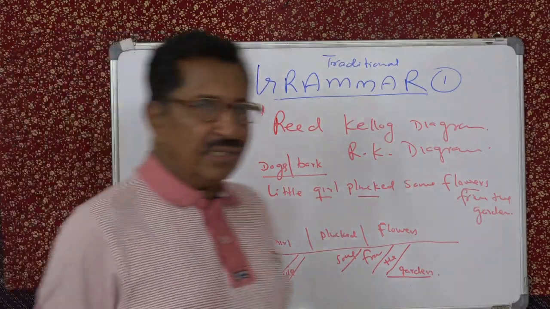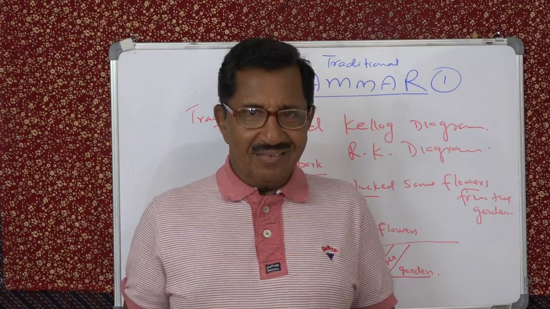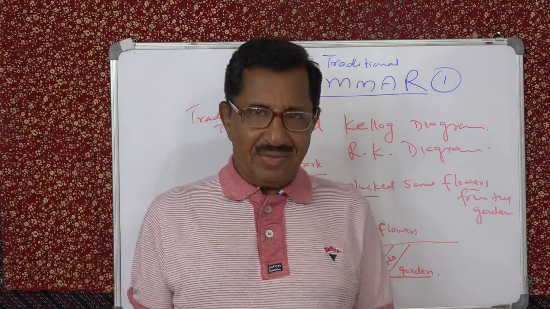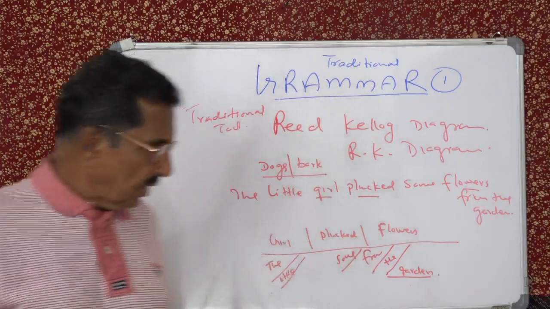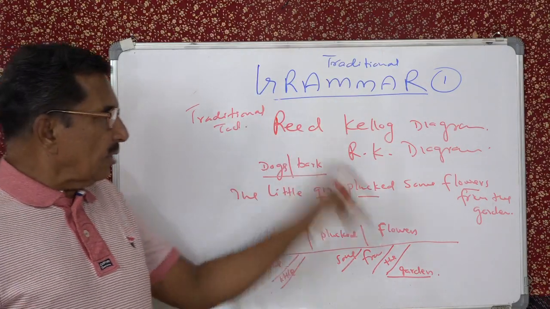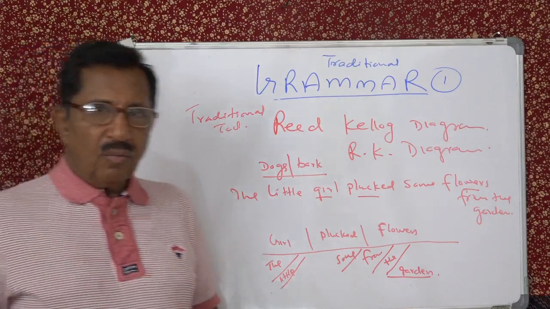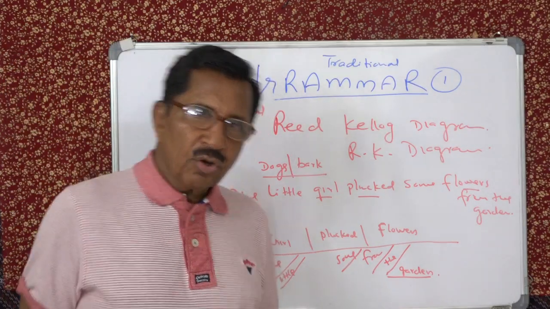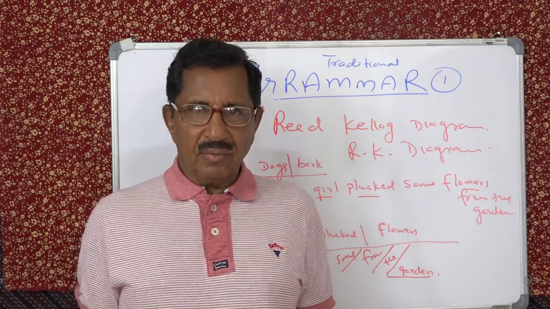Now today what we did is we covered an area called traditional grammar. What is traditional grammar? And what is the tool used by traditional grammar? You want to note this down, you can do that. That is the Reed-Kellogg diagram, the traditional tool of description. Now what is traditional grammar? It is rule based, prescriptive and normative. That's one point to note.